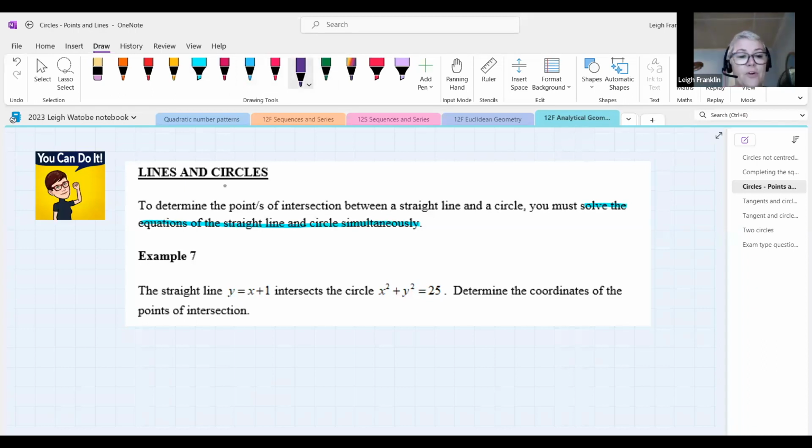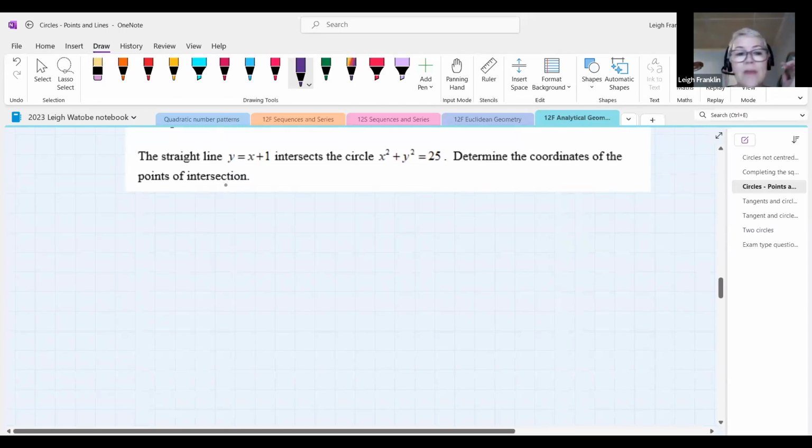So let's have a look at the first example. They have given us a straight line. It's the line y equals x plus 1, and it tells us that it intersects the circle x squared plus y squared equals 25. They've asked us to determine the coordinates of the points of intersection. So whenever we are determining the coordinates of the point of intersection, it's a simultaneous solution.